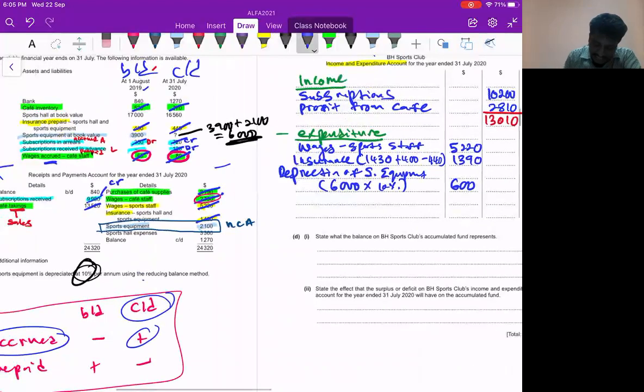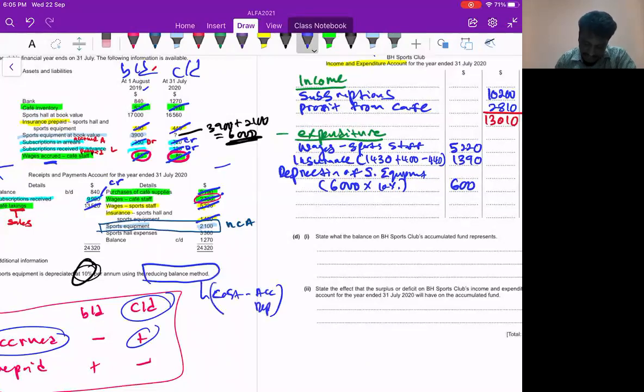Okay, yes, I know what they say, reducing balance. Reducing balance means what? Cost minus accumulated depreciation times the percentage, right? But this one, I take the 6,000. The 6,000 is the book value. They already give me the book value. What is the book value? If you take the cost minus the accumulated depreciation, it is the book value. So they already minus for me, so I don't need to minus again. Just take the book value times the percentage now.